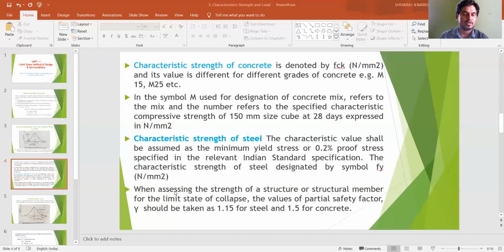When assessing the strength of a structure or a structural member for the limit state of collapse, the values of partial safety factor, gamma, should be taken as 1.15 for steel and 1.5 for concrete. These are the partial safety factors to be considered for the characteristic strength of concrete and steel according to the IS 456:2000 provisions.